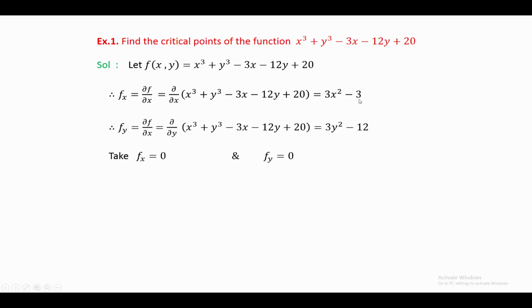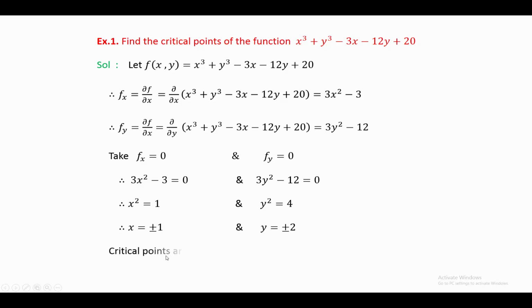We know fx is 3x square minus 3, so 3x square minus 3 is 0, and fy means 3y square minus 12 equal to 0. Therefore we get 3x square equal to 3, so x square equal to 1. Here 3y square equal to 12, so y square equal to 4. Therefore x equal to plus minus 1 and y equal to plus minus 2. The value of x is the x coordinate and the value of y is the y coordinate.